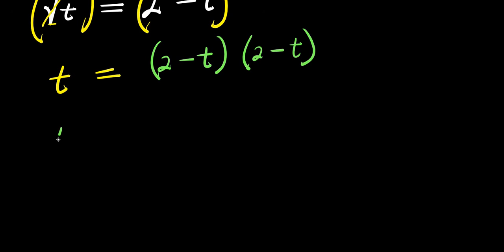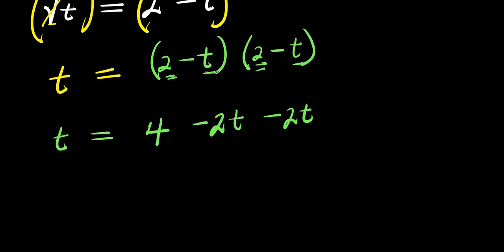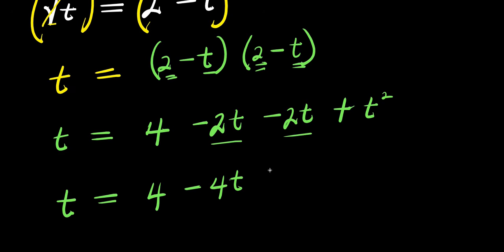So from here, we have t equals, we can expand this: 2 times 2 is 4, 2 times minus t is minus 2t, minus t times 2 is minus 2t, minus t times minus t is plus t squared. Now from here, t equals 4, minus 2t minus 2t gives minus 4t, plus t squared.